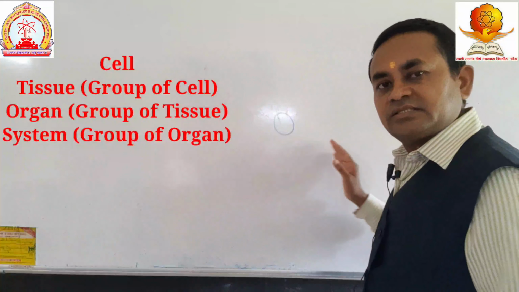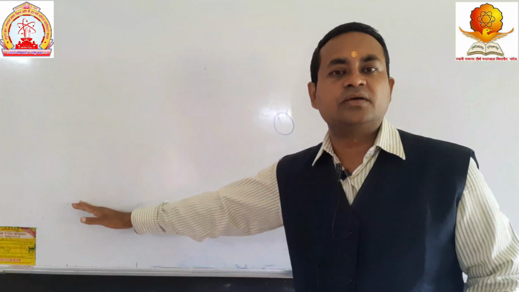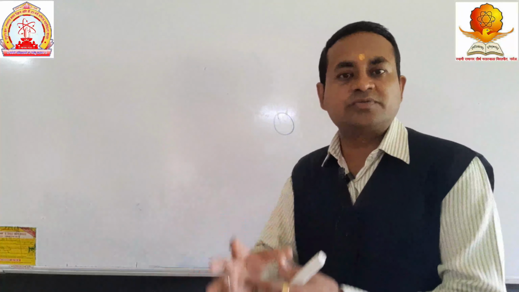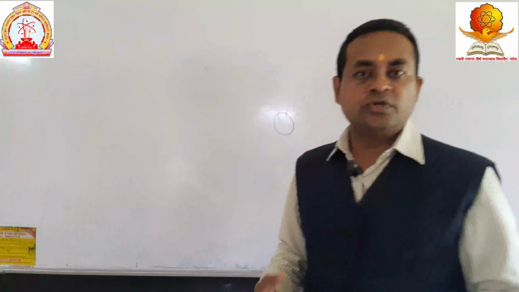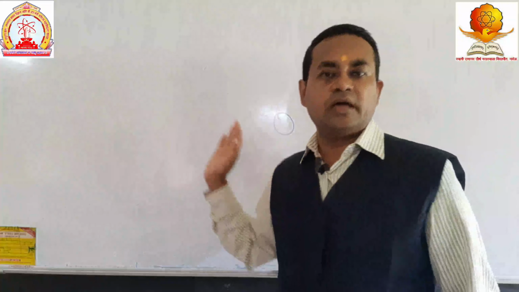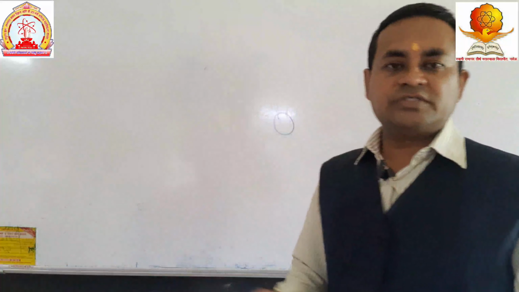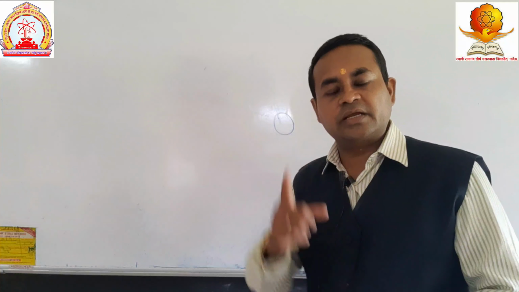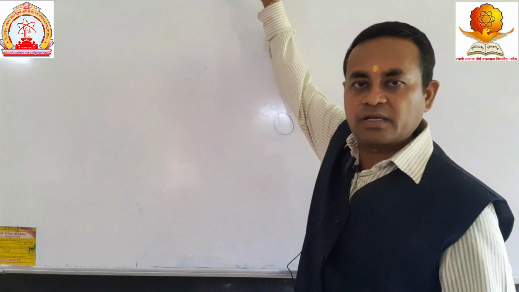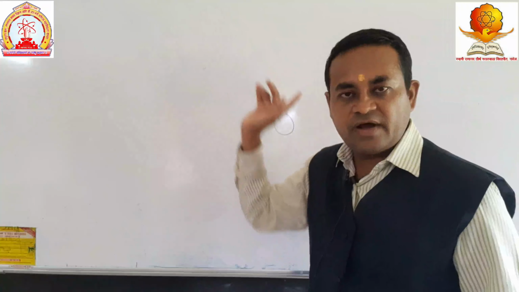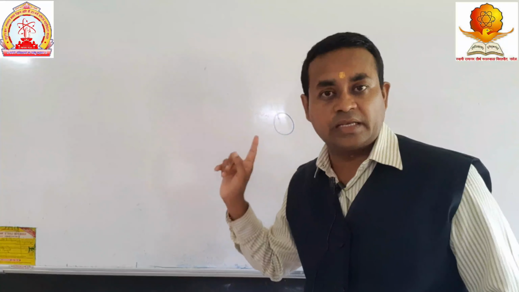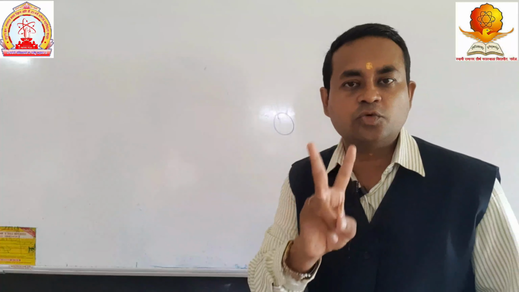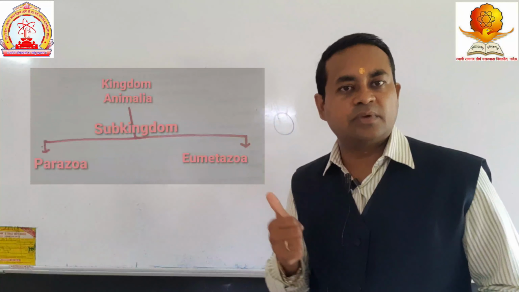Likewise, the classification is similar: single cell animals, then groups of cells, then groups of tissues, and likewise the organs, as the animals evolved. Here, the first important point is the classification of animal kingdom. The animal kingdom is mostly divided into two sub-kingdoms. The first is Parazoa and the other is Eumetazoa. These are the two sub-kingdoms present in the animal kingdom.